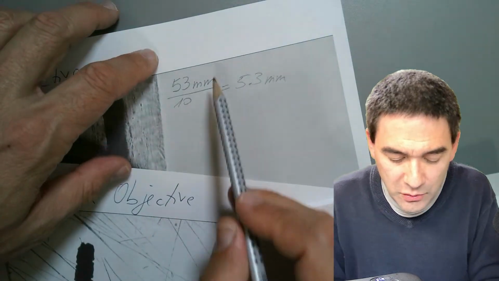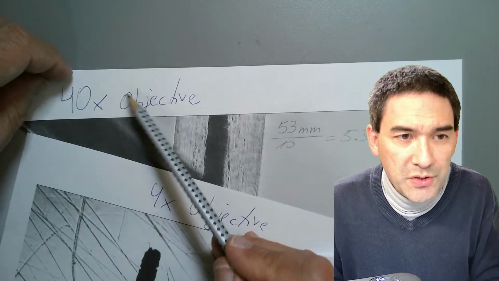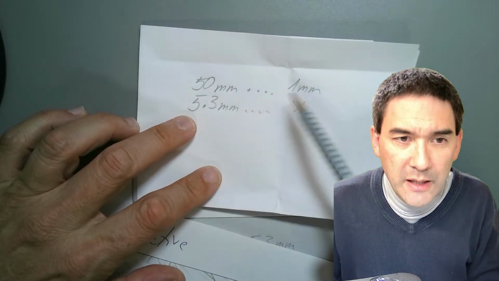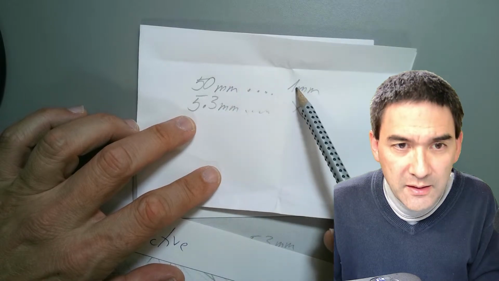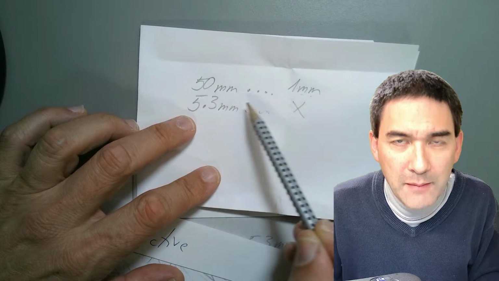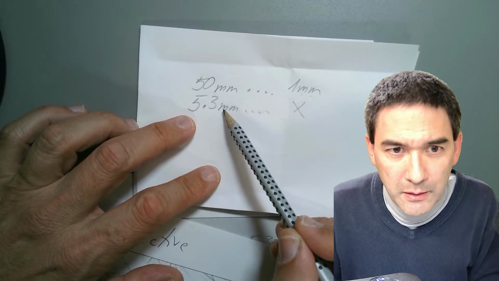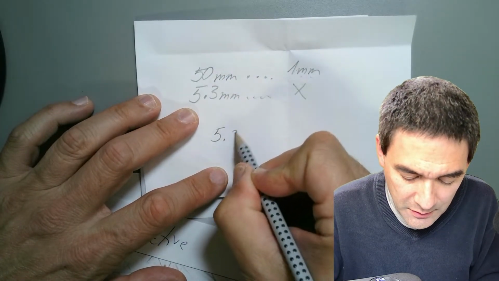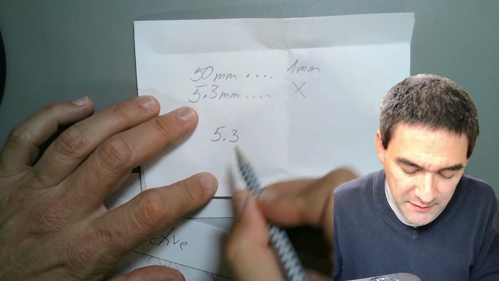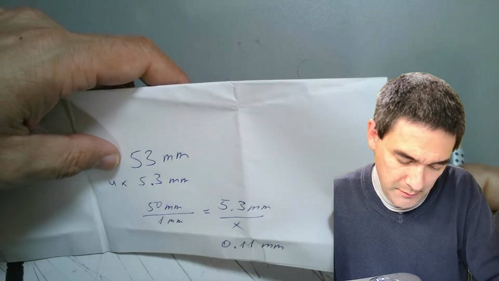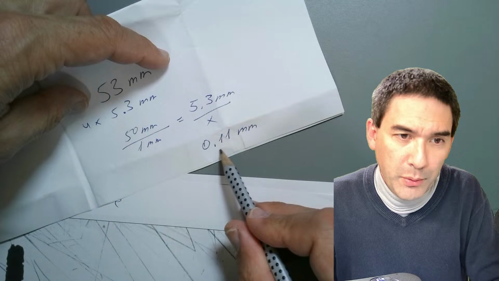And again, what I have done is I had to divide by 10 because the 40 times objective magnifies 10 times more. And then when I have this here, I can cross multiply this times this divided by this. So 1 millimeter times 5.3 millimeters is 5.3 millimeters squared divided by 50 millimeters. This times this divided by 50. I have done the math already before. So basically that's 0.11 millimeters.